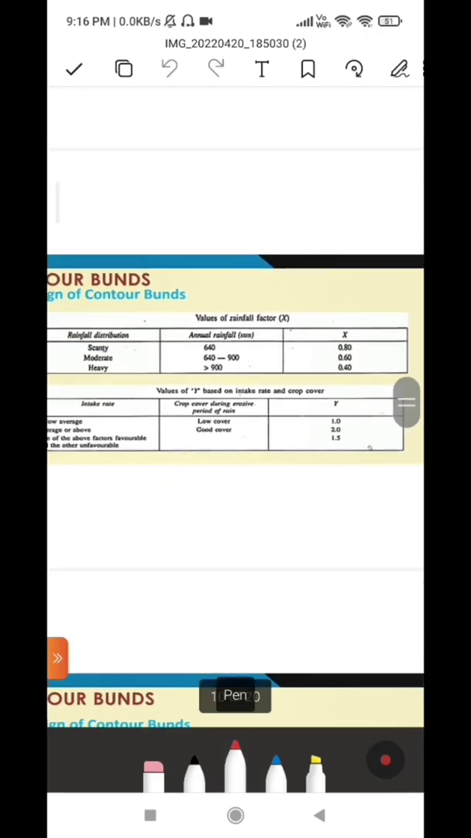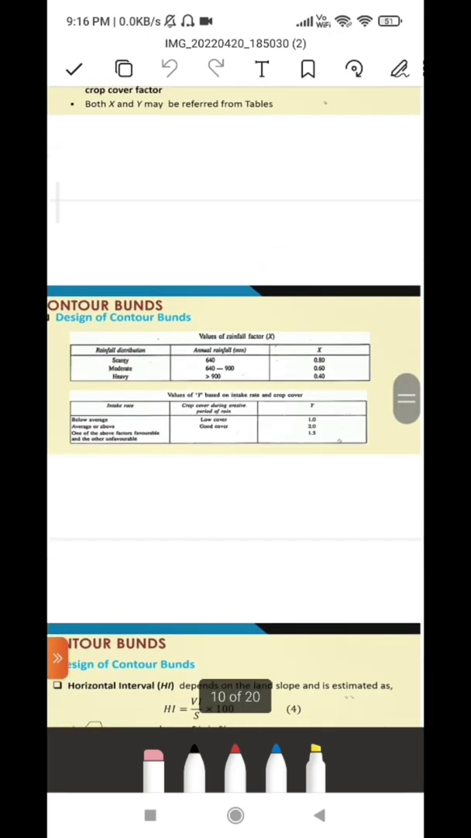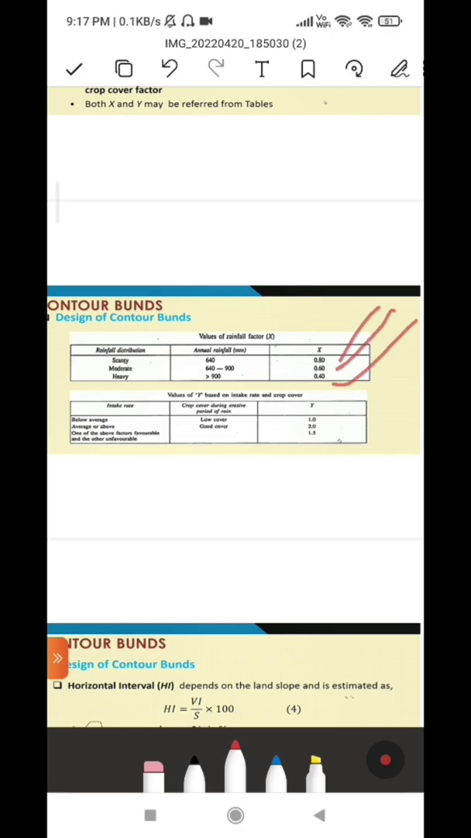For the values of x, the rainfall distribution could be scanty, so the rainfall would be less than or equal to 640 mm, and for that the value of x would be 0.8. For moderate rainfall, that would be 640 to 900 mm, the value of x is given as 0.6, and for heavy rainfall, greater than 900 mm, the value of x is given as 0.4.